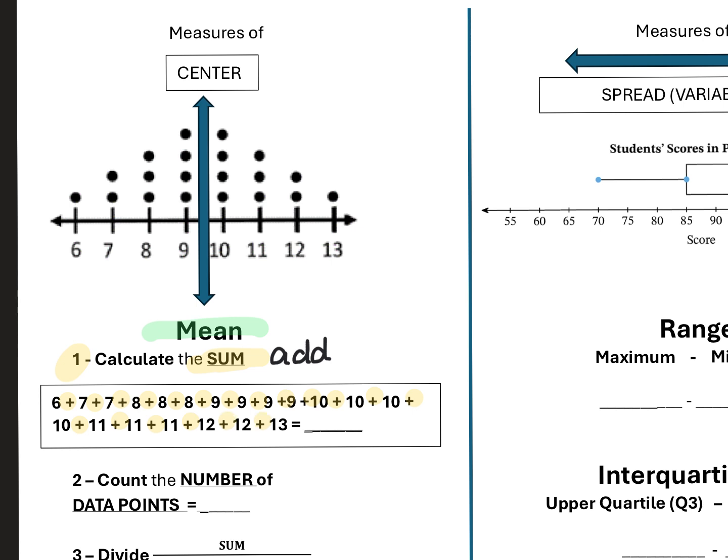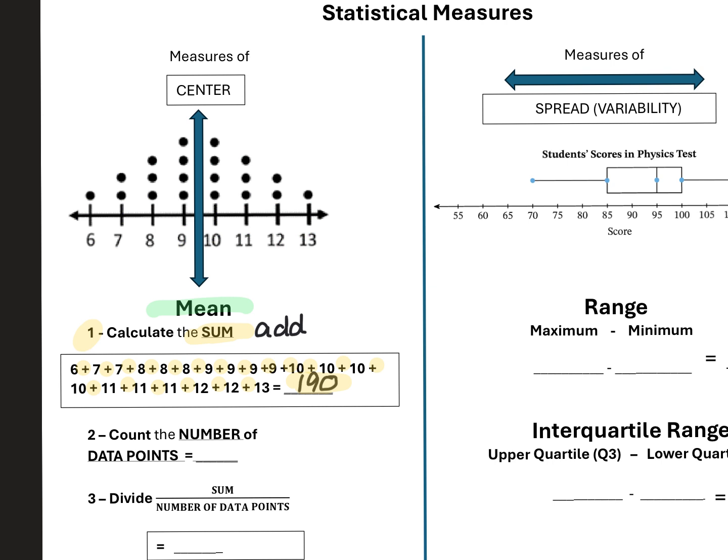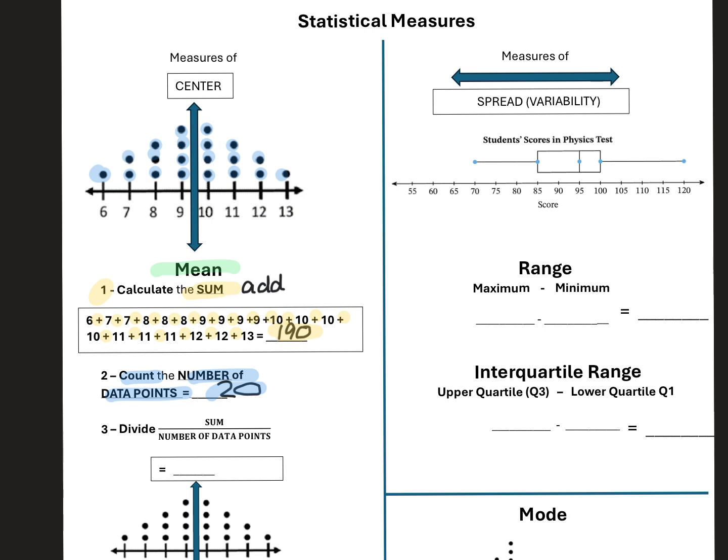And if I added them all correctly, I should have gotten 190 for the sum. So step one, I added all the data values together. Step two is that you count how many data points you have. So if I count the number of dots, data pieces that I have up here, you'll see that I have 20 dots, which means I have 20 pieces of data. So the number of data points is 20. So we add them all together, and then finally we divide.